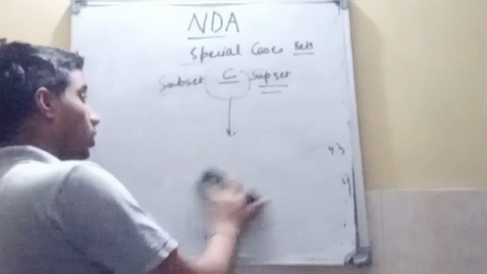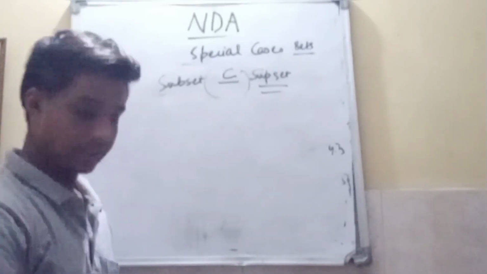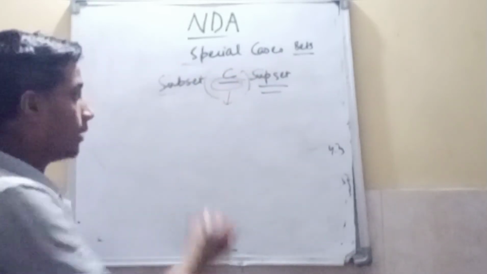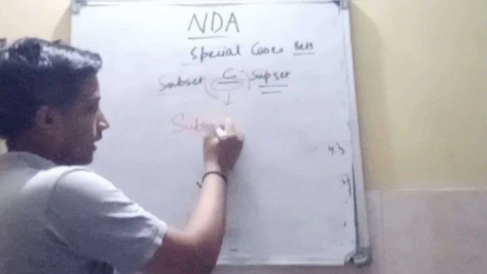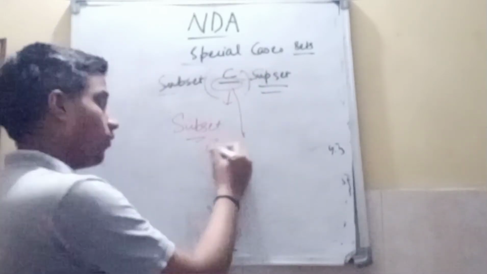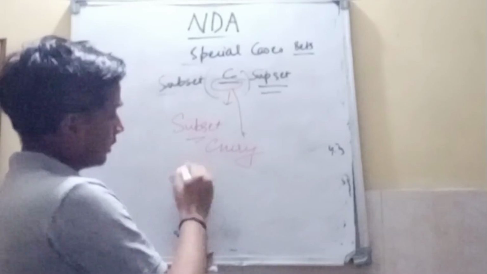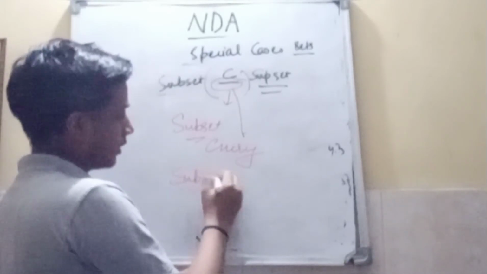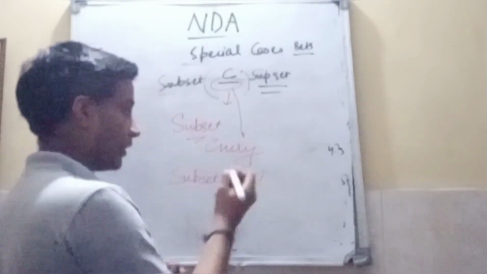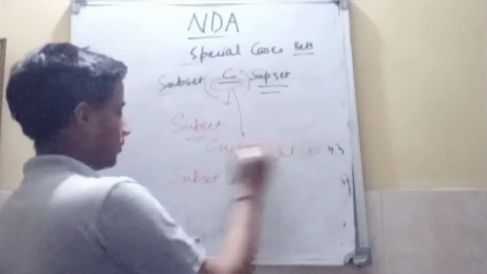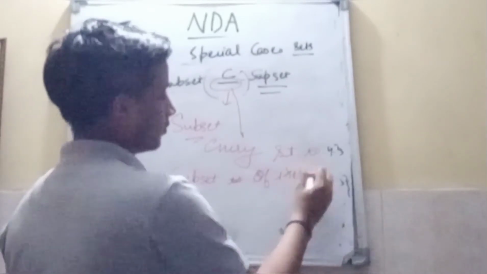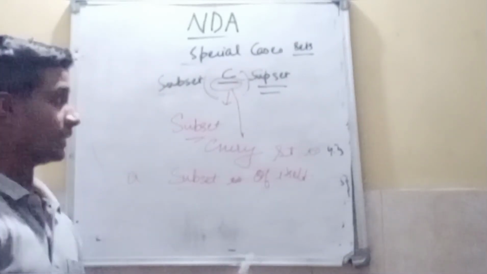So, you would be thinking, why am I writing this dash? I am saying superset, subset, then also I am writing this because every set is a subset of itself.